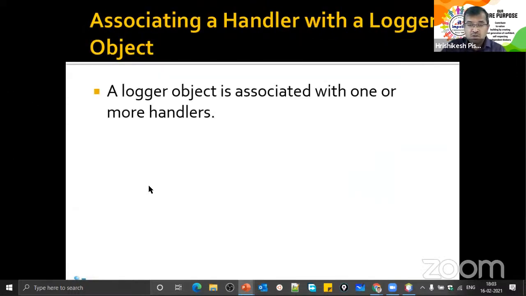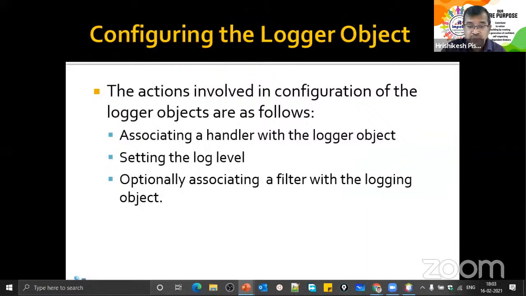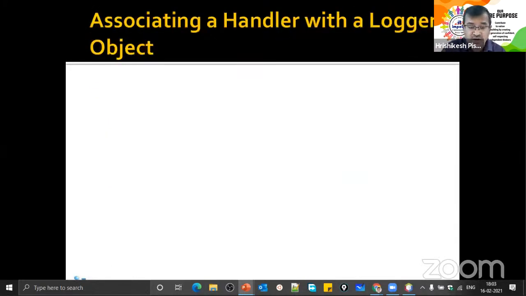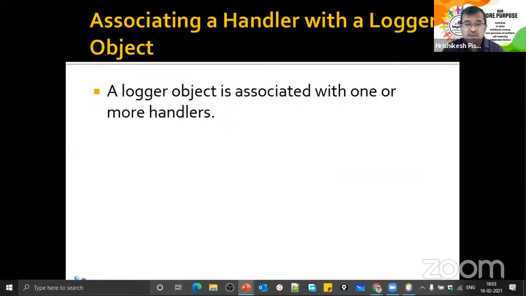Now, we saw the first step was creating a logger. The second stage was we configured the logger object. And when we said configuring, what all things did we do? We associated a handler with it. We set the log level. If required, we set the filter also. So these were demonstrated. Now, while we are talking about associating a handler with the logger object, we said get logger. Where is the handler? How do I create a handler? How do I associate that handler with the logger object?